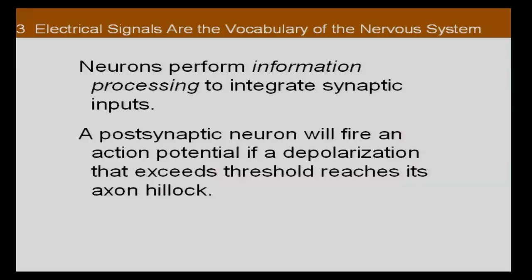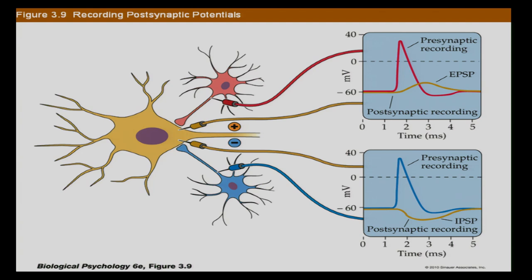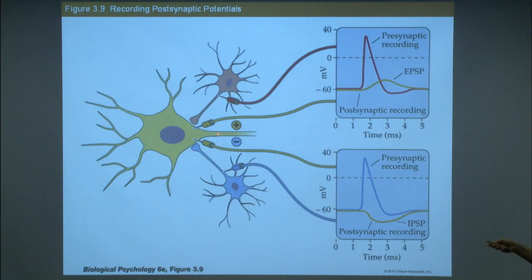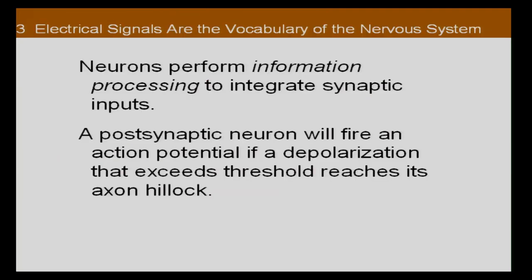Okay, and so that's what I just said. Neurons perform information processing to integrate synaptic inputs. A postsynaptic neuron will fire an action potential if a depolarization that exceeds its threshold reaches its axon hillock. So if this neuron is to fire, we need enough of a depolarization to reach this part, the axon hillock. We need the depolarization to get to threshold. That is the way that this neuron is going to fire an action potential. So how does that happen?